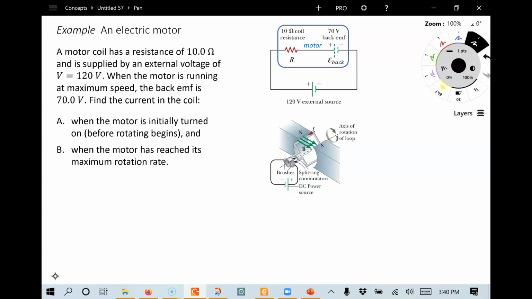Below you see a real motor and how it works. We learned in Chapter 21 that when you have a current flow through a wire that's in a magnetic field, it exerts a magnetic force on the wire, and that causes the loop to have a force on it, causing a torque on the loop, which causes it to spin.